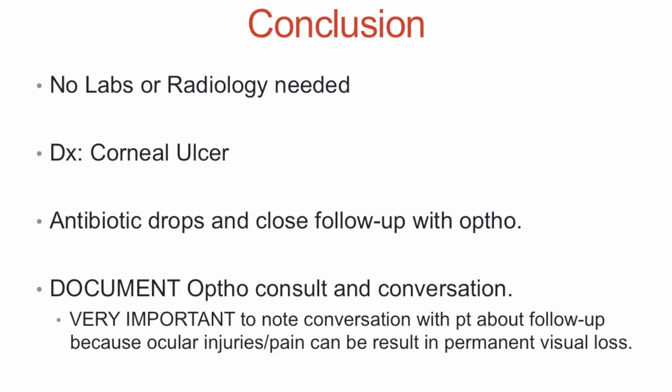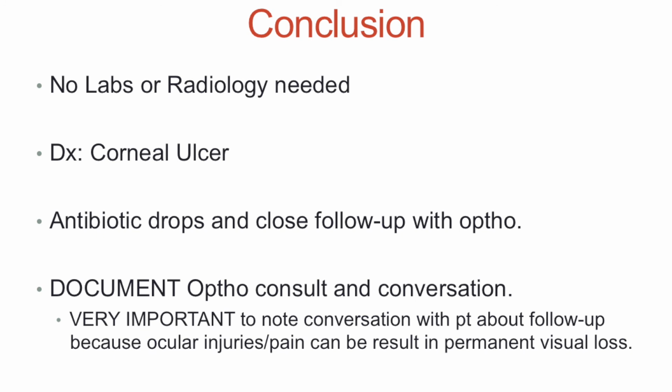So in conclusion, there are no labs or radiology needed. The diagnosis in this patient is a corneal ulcer, treated with antibiotic drops and close follow-up with ophthalmology. And it's very important for a scribe to document the ophthalmological consult and conversation. It's very important to note this conversation also with the patient about follow-up because of ocular injuries and pain. This can result in permanent visual loss.